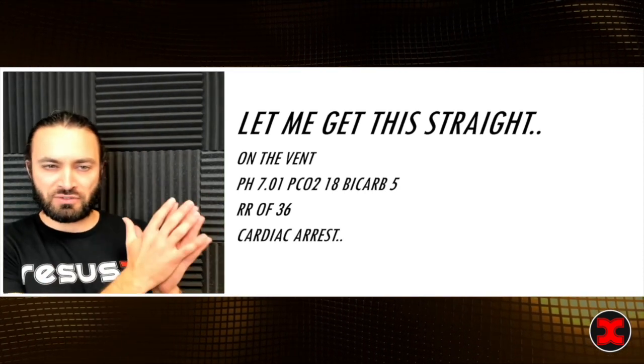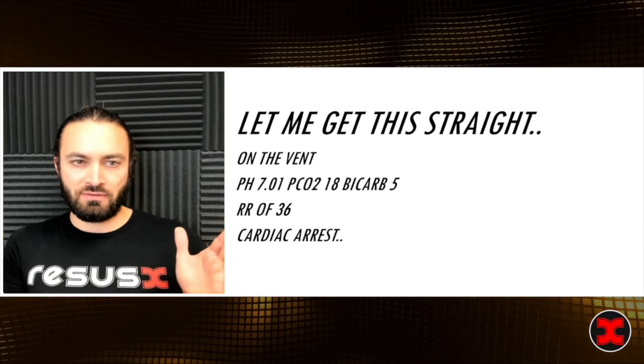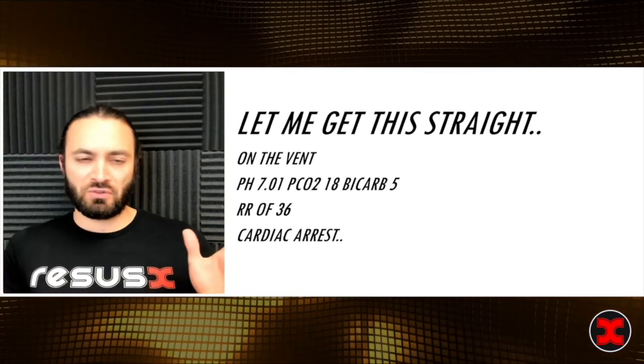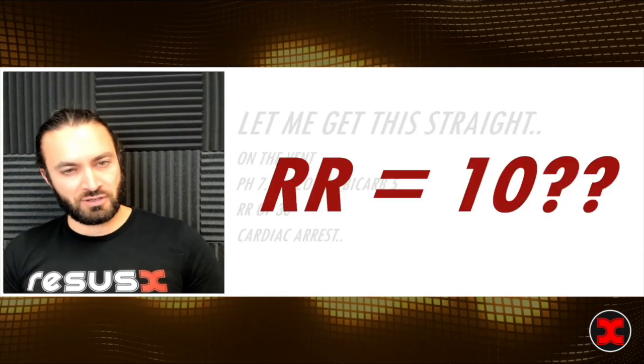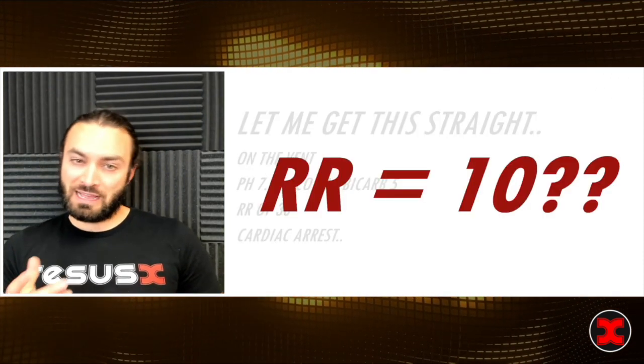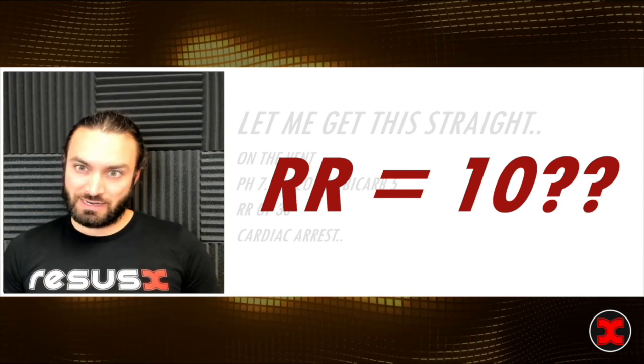So I have a patient with severe metabolic acidosis, compensated with the ventilator as best I can, still extremely sick, and the next thing I'm supposed to do per AHA guidelines is place the patient on a respiratory rate of 10. Now, to me, that sounds a little crazy.